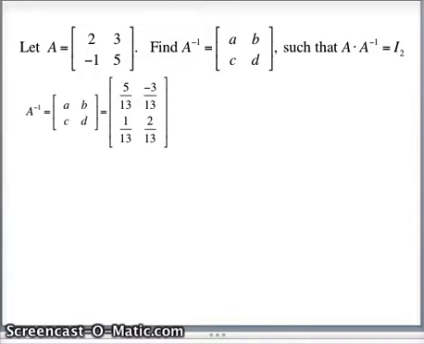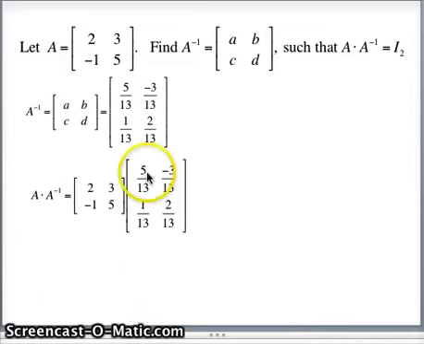Now, just to quickly check these, let's multiply these together and see what we get. We defined A inverse to be A, B, C, D. So we have 5/13, -3/13, 1/13, and 2/13. So what are we going to do with this? We want to multiply this to see how it behaves, and let's do that.